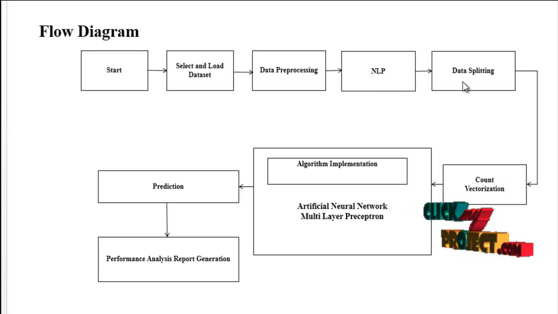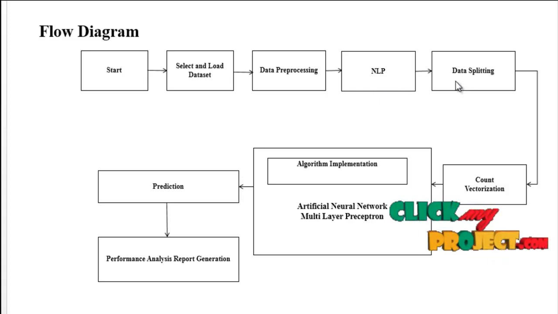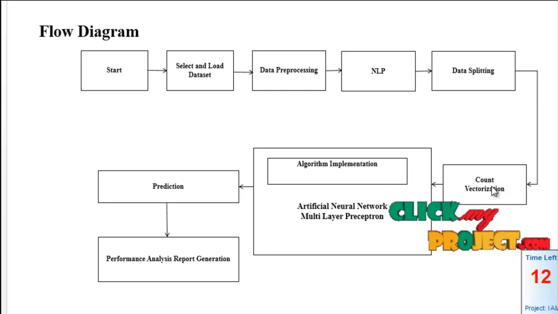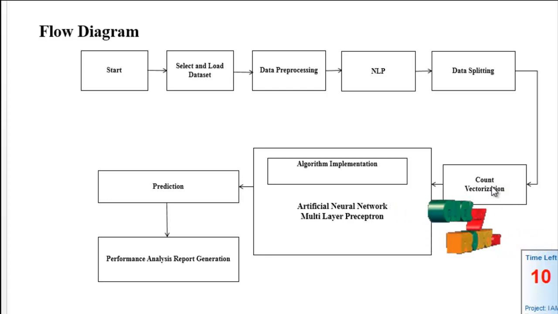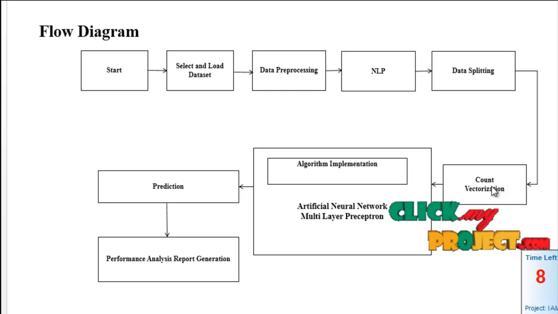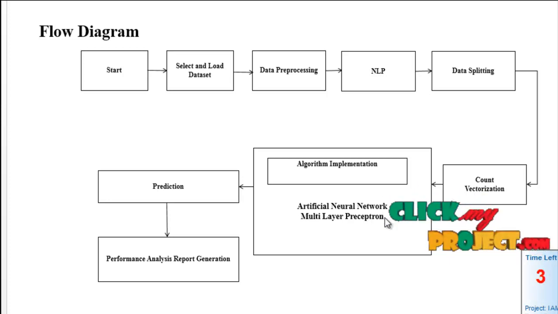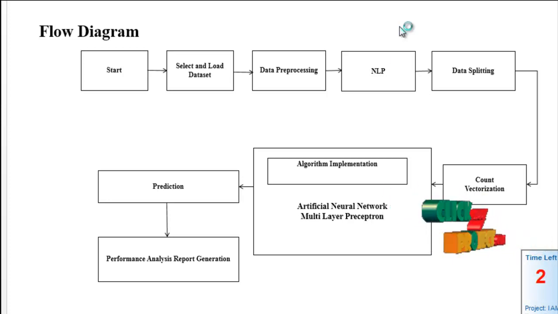Data splitting. Data is split into training and testing data. Count vectorization to convert a collection of text. Text is converted into zeros and ones values. Next, algorithm implementation. Artificial neural network algorithm. Next, multi-layer perceptron algorithm.